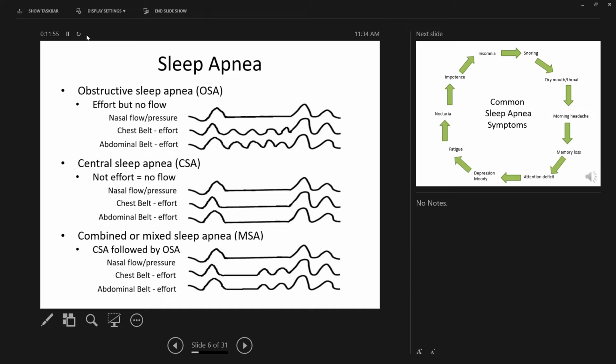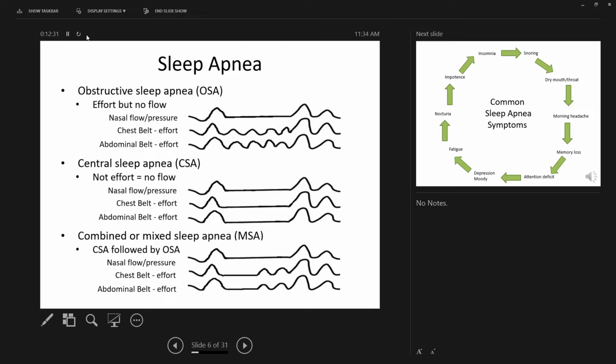And then we have central sleep apnea, or CSA. In this situation, there is no effort, and because there's no effort, there's no flow. So if we look at the nasal flow or pressure waveform, you can see there was a breath, but then it flattened out. That means there was no flow, and that no flow was accompanied by no chest or abdominal belt effort. So the person wasn't trying to breathe. This means that their brain did not try to initiate a breath, and this is what we call central sleep apnea, central coming from the brain.